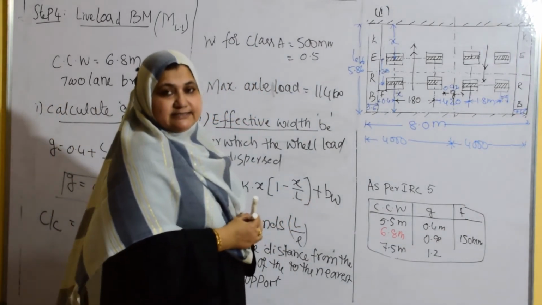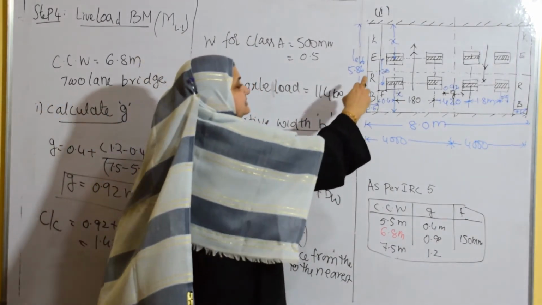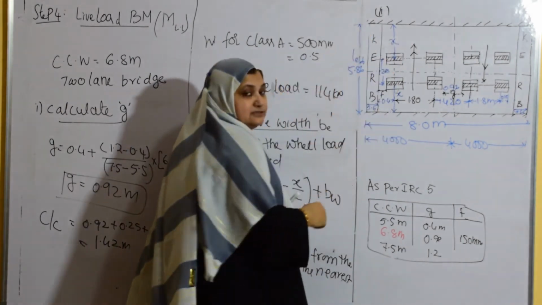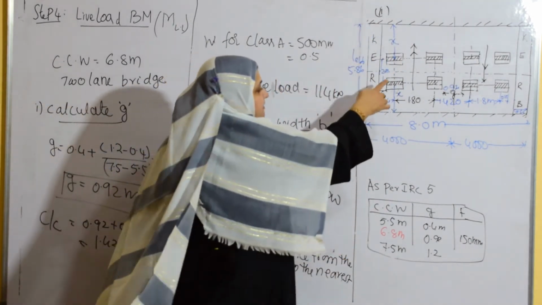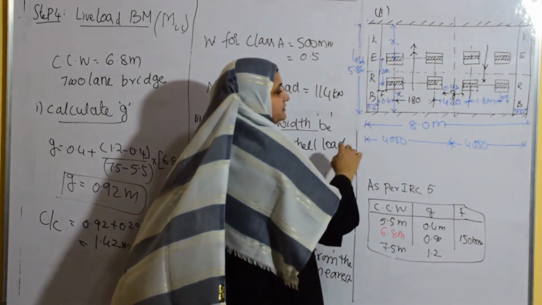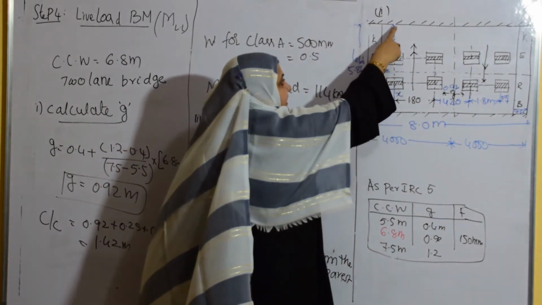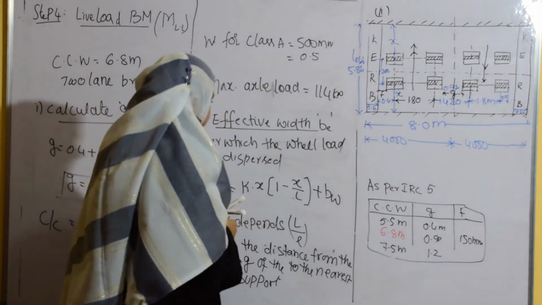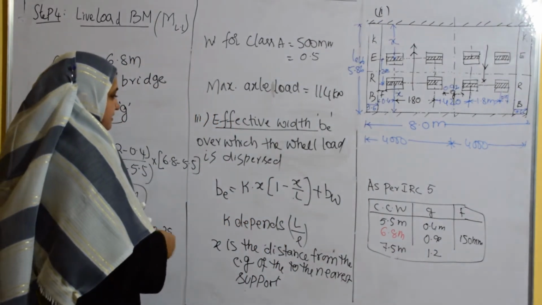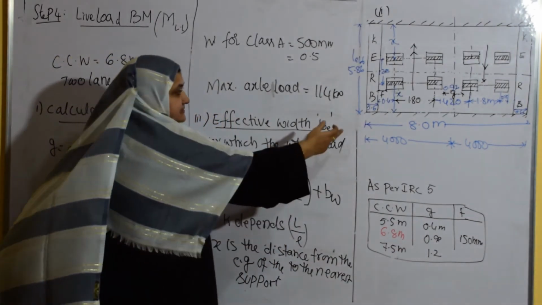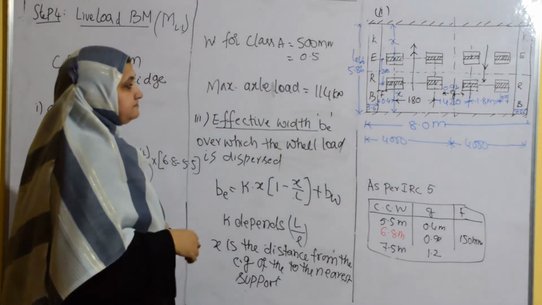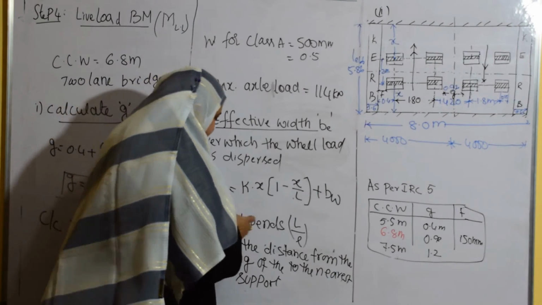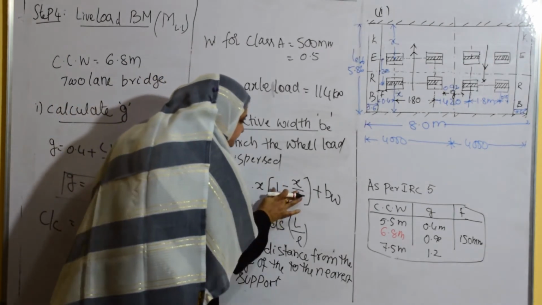X is the distance of the CG of the load to the nearest support. Because in this case the load is placed symmetrically about the centroidal axis, it is the same X and X. So that is the value of X. Again, what is l? As I said, it is small l. It is the effective span.